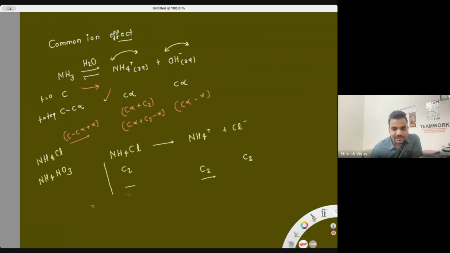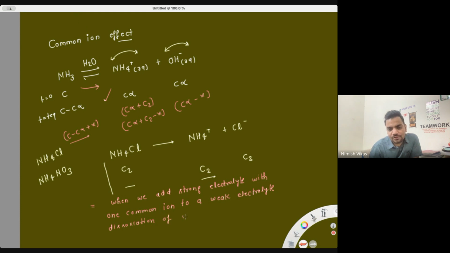Common ion effect, as a definition, goes like this. When we add a strong electrolyte with one common ion to a weak electrolyte, dissociation of the weak electrolyte gets suppressed. This is what happened here.